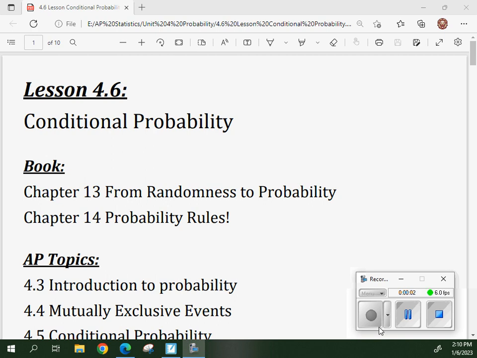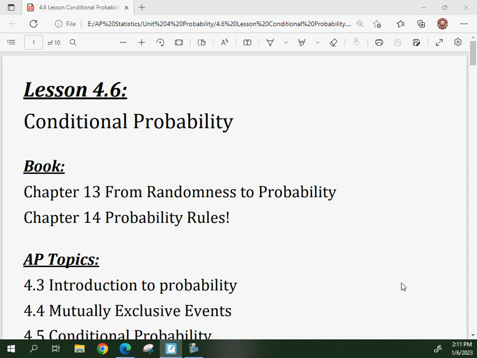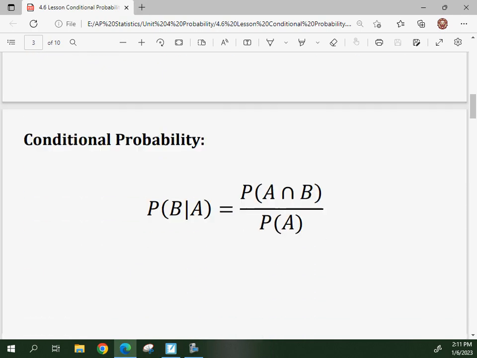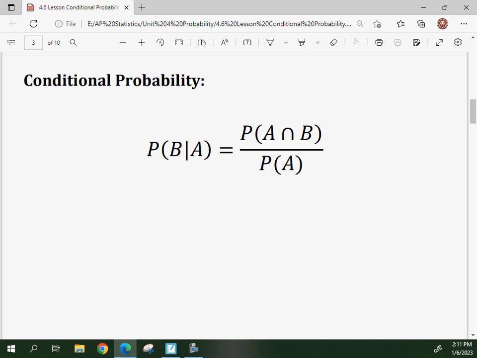Hey all, today we're going to continue to talk about probability rules, in this case, conditional probability. So we've talked about some general rules of probability, and we've talked about the addition rule, and now we're talking about what happens if we set a condition for our probability.